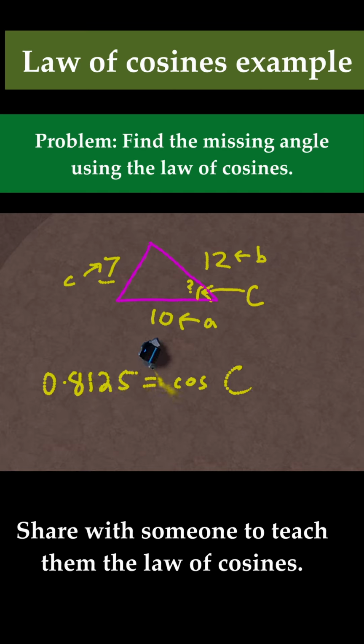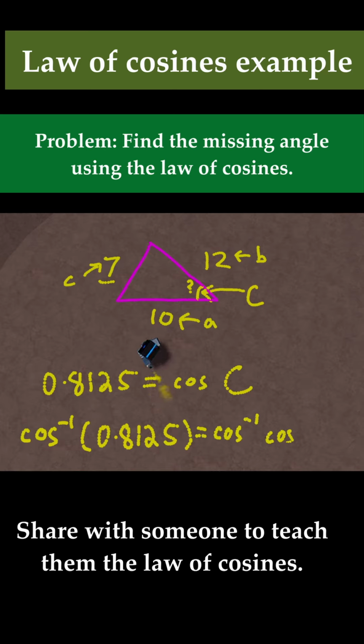Now, how do we get angle C? We have this pesky cosine attached to angle C. Well, to undo a cosine, just use the inverse cosine function. So let me just write that down. So you want to use this cos minus 1 on your calculator and apply that to both sides. And then just do inverse cosine of cosine C. And then the inverse cosine always cancels out cosine to leave us C. And then take out your calculator and do the inverse cosine of 0.8125.